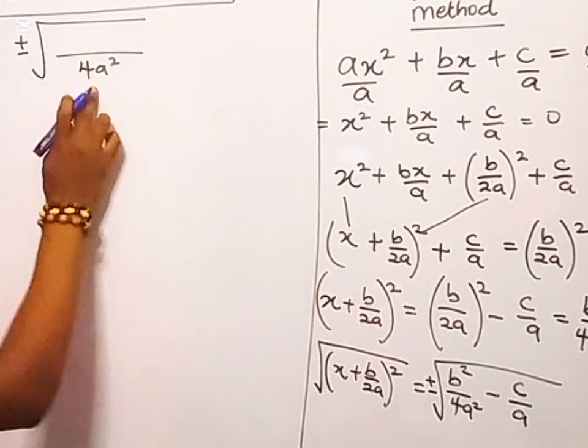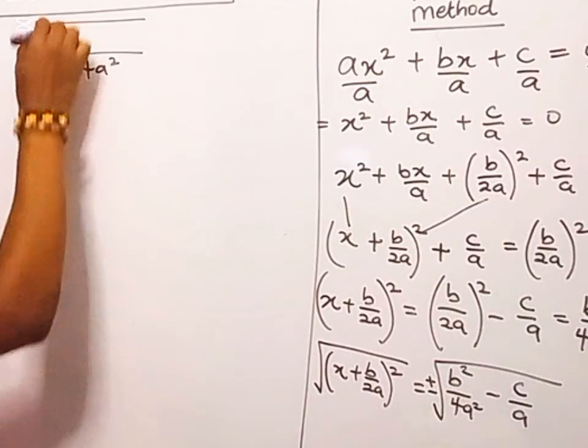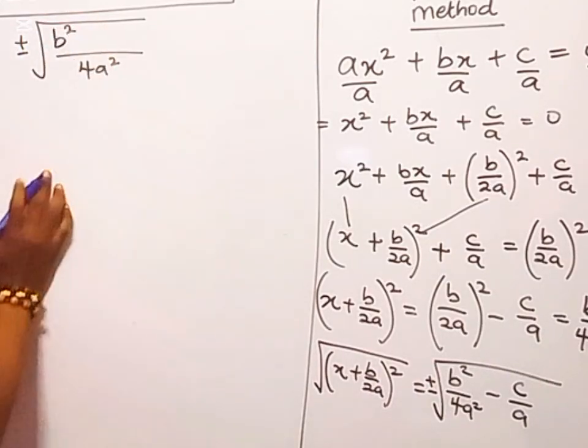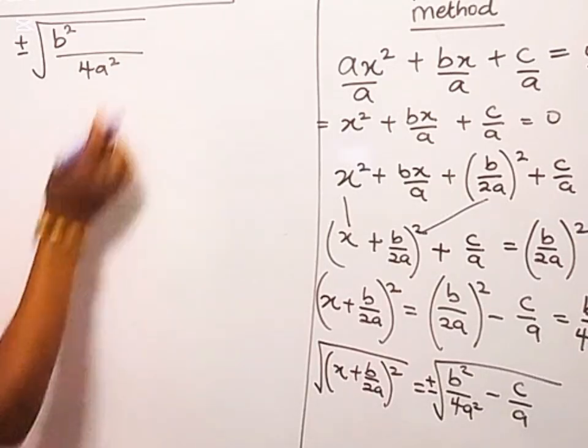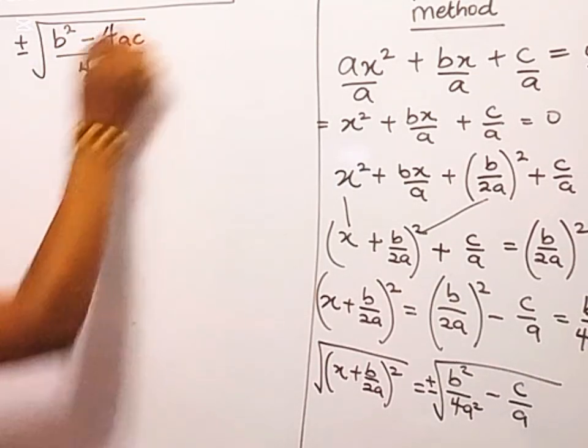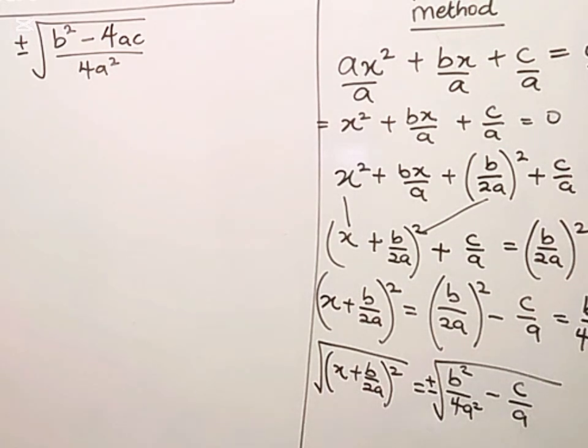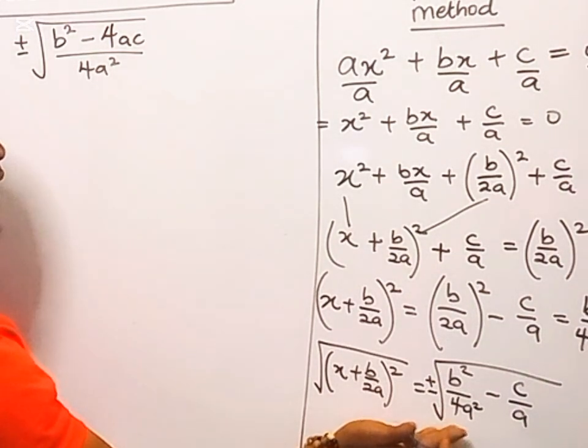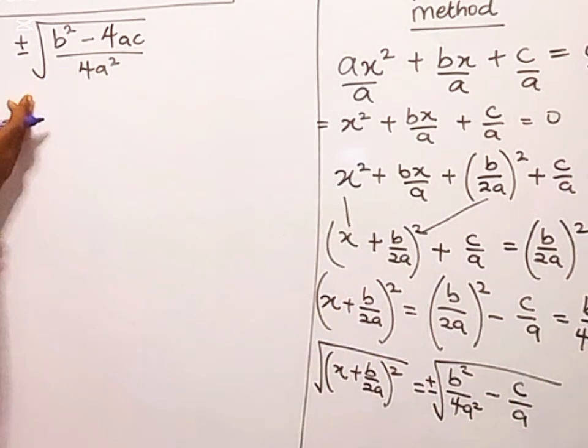4a squared in 4a squared will give me 1. 1 times b squared is b squared. A in 4a squared will give me 4a, and when I multiply 4a times c, I have 4ac. Okay, so from here, this will lead us to this.